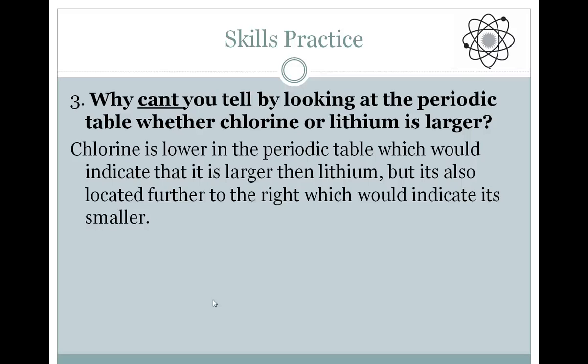Okay, next question. Why can't you tell by looking at the periodic table whether chlorine or lithium is larger? Chlorine is lower on the periodic table, which would indicate that it is larger than lithium, but it's also located further to the right, which would indicate it's smaller. So there are multiple factors you have to take into account when deciding whether it's smaller or larger.